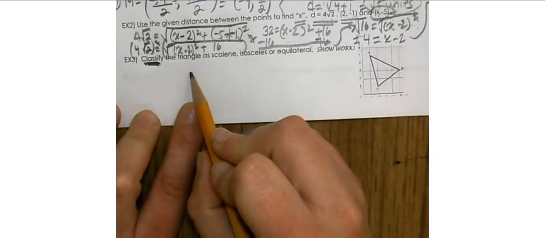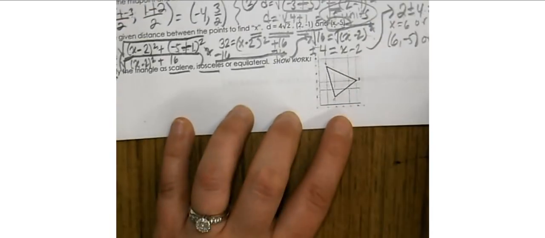Let's go ahead and look at example number 3. In example number 3, we want to classify, which means give it a name, classify the triangle as scalene, isosceles, or equilateral, and we want to show work. And in order for us to classify, we need to identify the lengths of all of the sides of the triangle and see if any of them are the same.